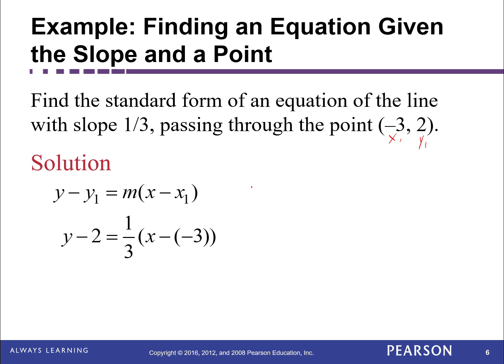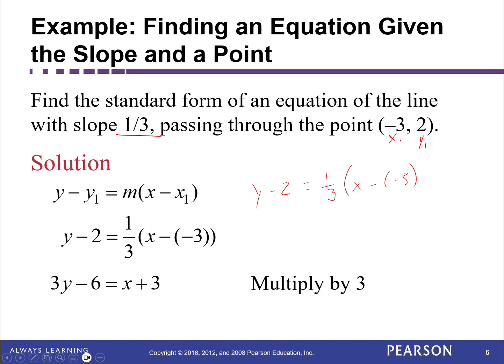Okay, so we have y minus y1, so that's y minus 2. And then the 1/3 is your slope. That's what m stands for. So we're going to plug in 1/3 there. Then it's x minus x1. That's x minus a -3. And we do need to simplify this. So that's what I'm going to go ahead and do in this next step. I'm going to go y minus 2 equals 1/3 (x plus 3).